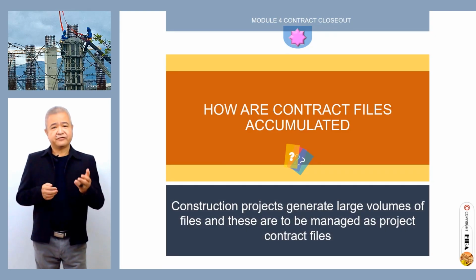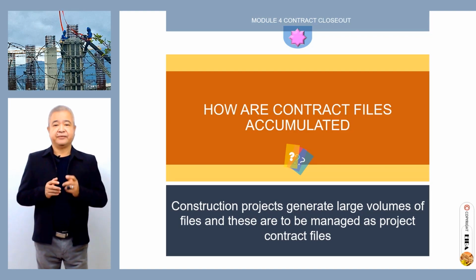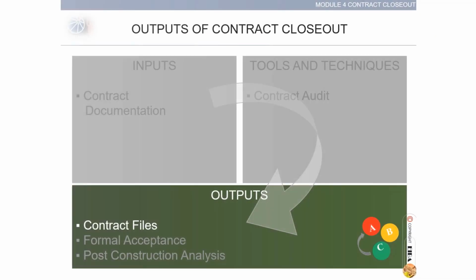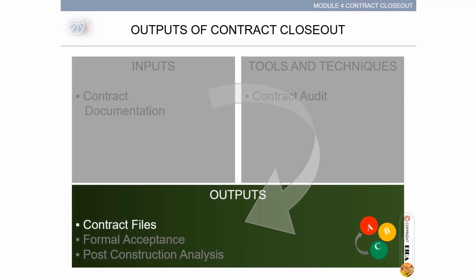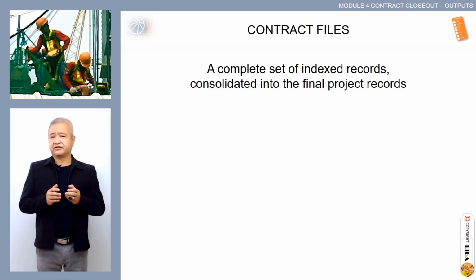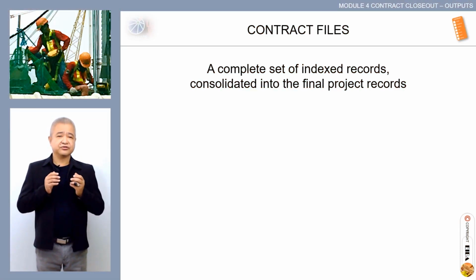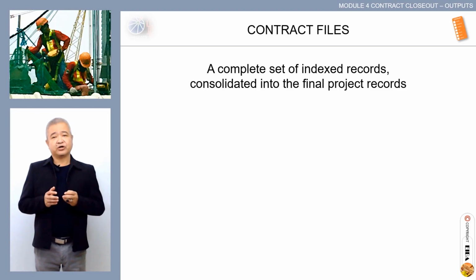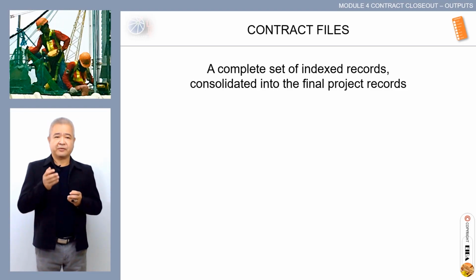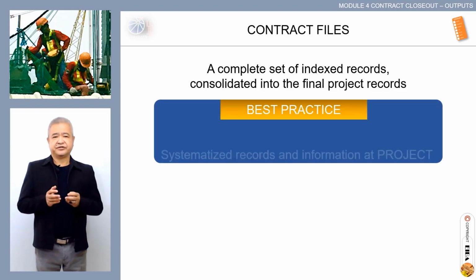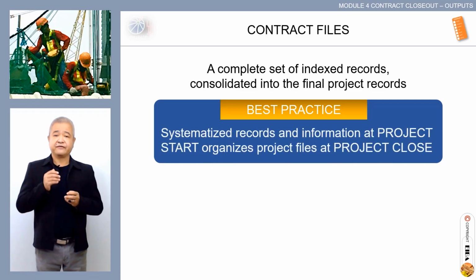Construction projects generate large volumes of files, and these are to be managed as a project contract file. Output of contract closeout. Contract files, a complete set of index records and consolidated into the final project records. I will talk about a best practice. Systematized records and information at project start organizes project files at project close.